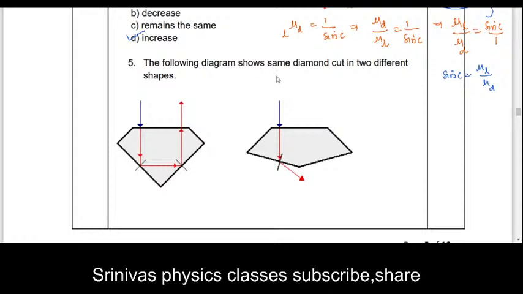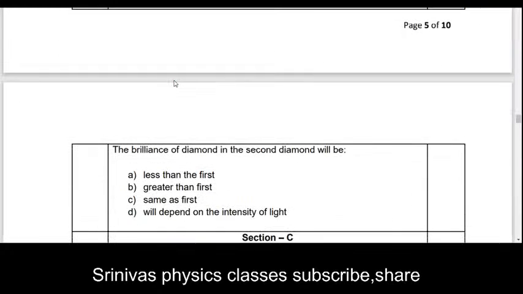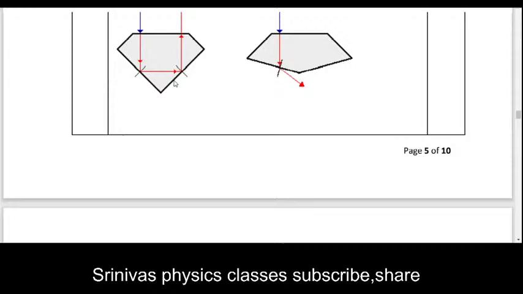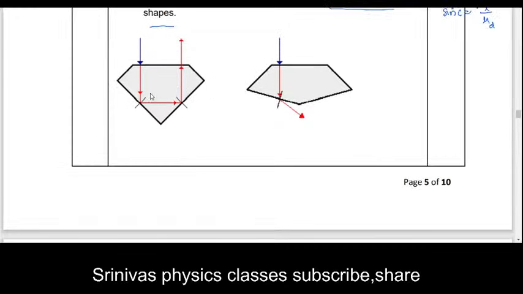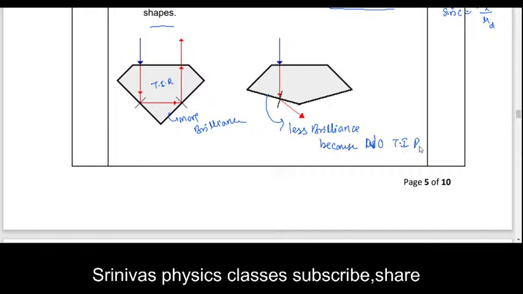the following diagram shows the diamond cut in two different shapes. What they are asking: the brilliance of the diamond, in which is brilliance more? If total internal reflection occurs, it means more brilliance. Here no total internal reflection, less brilliance. Less brilliance because no total internal reflection. Right, students? Is it clear?